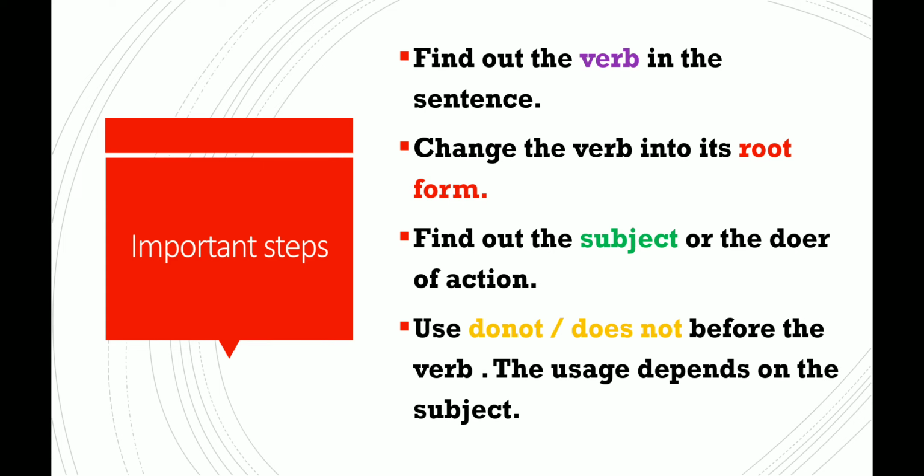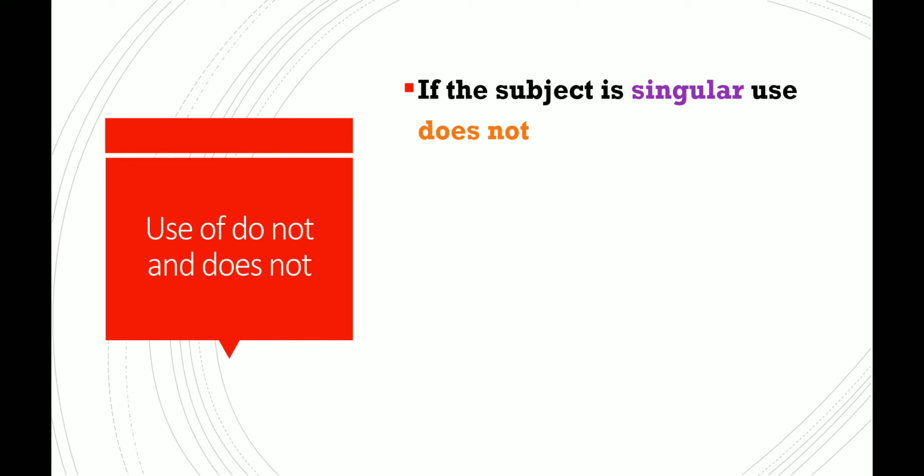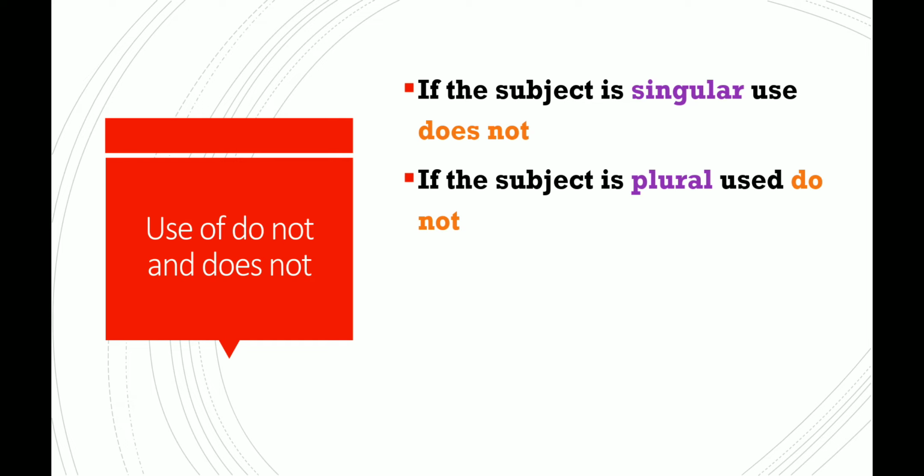Okay, next we will use do not or does not before the verb. But how are we going to use it? The usage depends on the subject. Okay students, now what are the important rules in the use of do not or does not? Let's see. If the subject is singular, we use does not. If the subject is plural, we use do not.